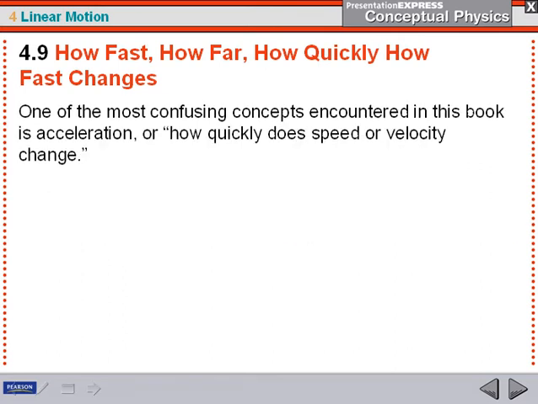And the other thing is acceleration. Acceleration is how quickly speed or velocity changes. It's not how fast something is going. Acceleration is how quickly something is changing.